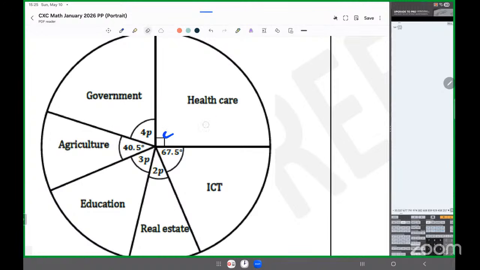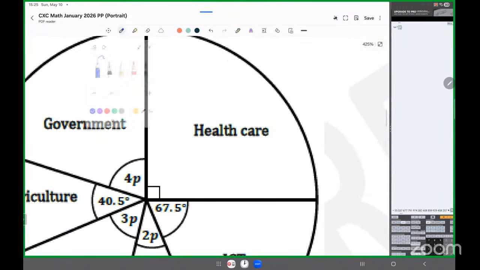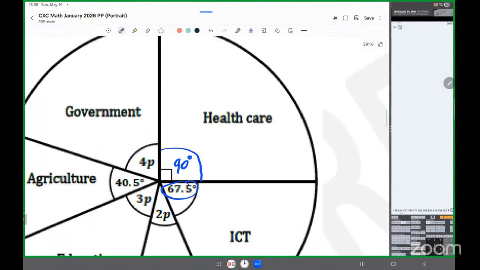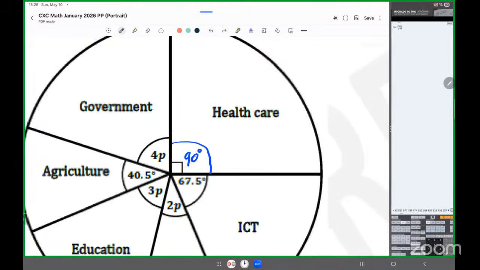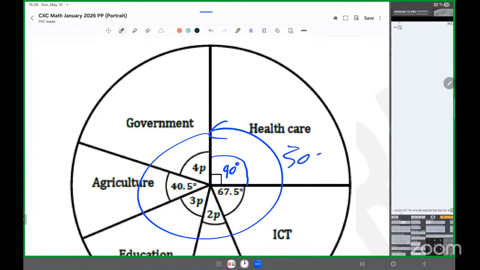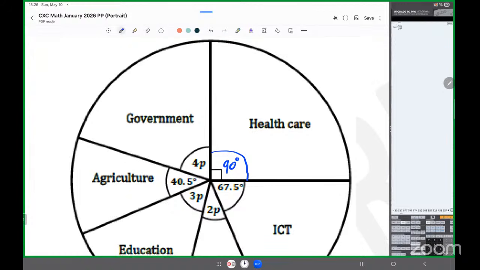Cannot ignore it. That one is 90. Let's put it there. A lot of people ignore it, but this is 90 degrees. That's one of the angles for the healthcare, 90 degrees. And then you have two known angles, 67.5 and 40.5. That's for agriculture and ICT. So we know those three: healthcare, agriculture, and ICT. The others are given in terms of P. Remember, the total angle around here is 360, guys. So all those angles must add up to 360 in the pie chart.